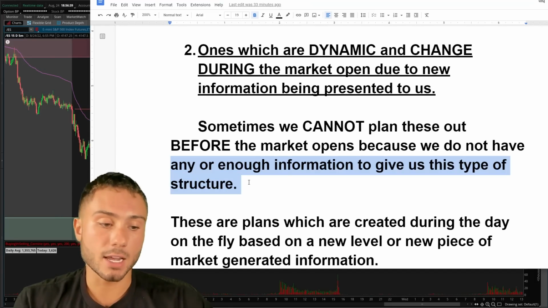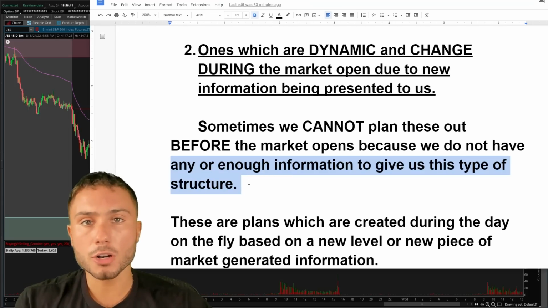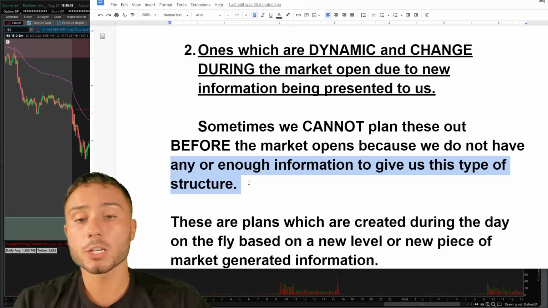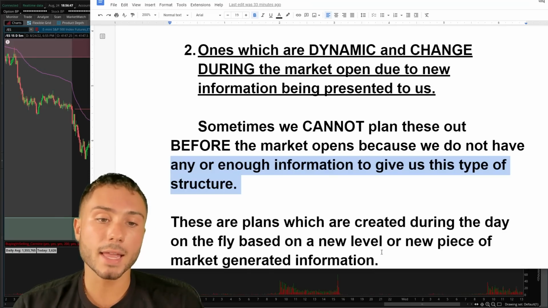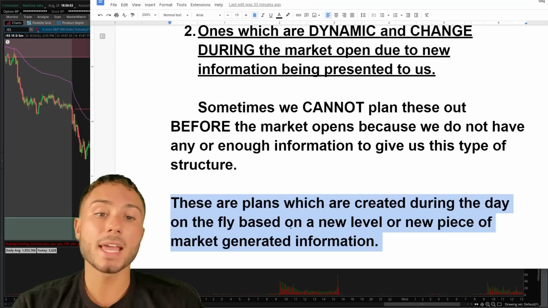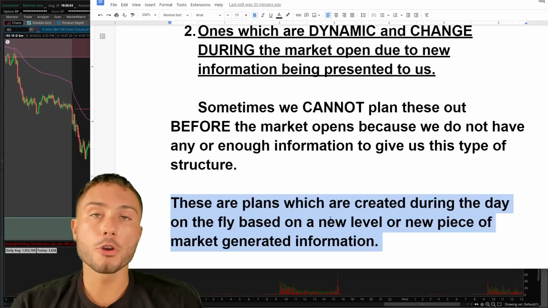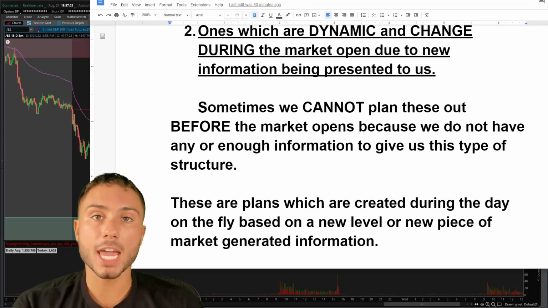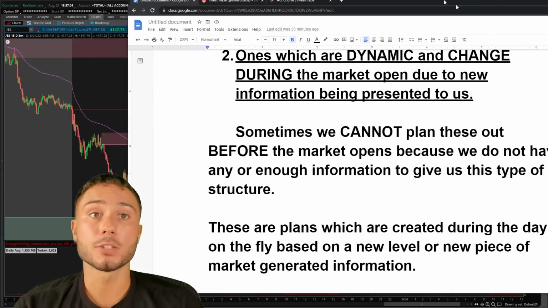I react. I say, okay, we're here. Is there structure? Am I comfortable taking this? I'm going to speculate that we're going to move up, and I manage my risk. These are plans that are created during the day on the fly based off of a new level or a new piece of market generated information. It's new information that we didn't have before, and there are dynamic levels which change and we must adapt to.